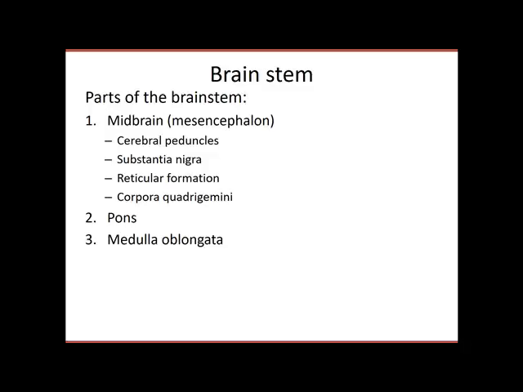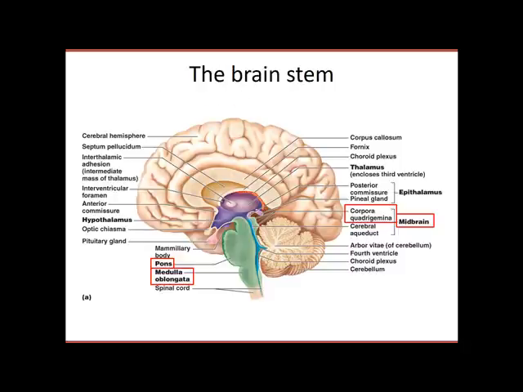A midbrain can be subdivided into these cerebral peduncles. I love that word, peduncles. I don't know why. The substantia nigra, remember that's the part of the brain that produces dopamine for our basal nuclei. The reticular formation, and the corpora quadrigemini. The brainstem also includes the pons and the medulla oblongata. Every time I see that word or say it out loud, I think of that terrible Adam Sandler movie, Waterboy. Medulla oblongata.